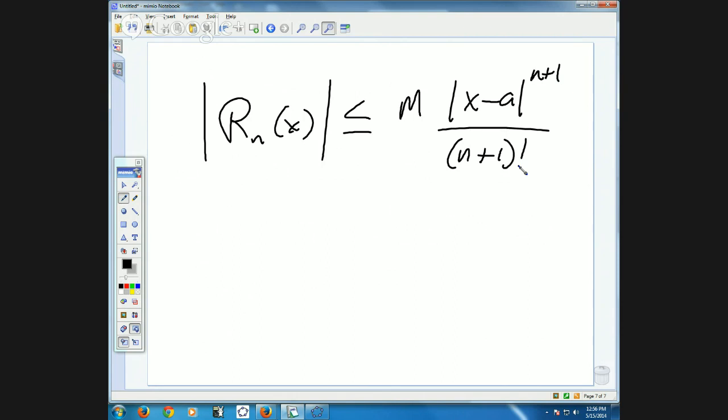For this problem, I probably shouldn't have picked 10. Oh well. 2 would be better, but we're going to try and do 10. So the M here is related to the maximum of the 10th derivative, or in this case, the next derivative, which is going to be the 11th derivative of my function.